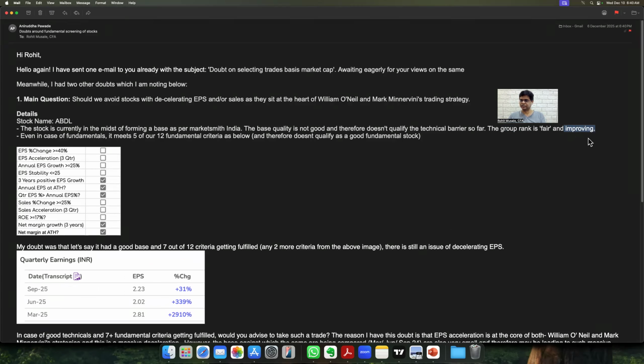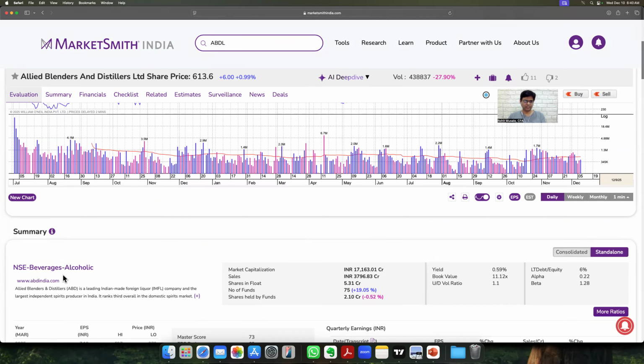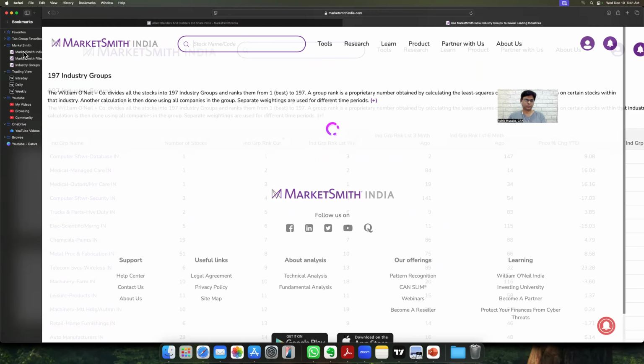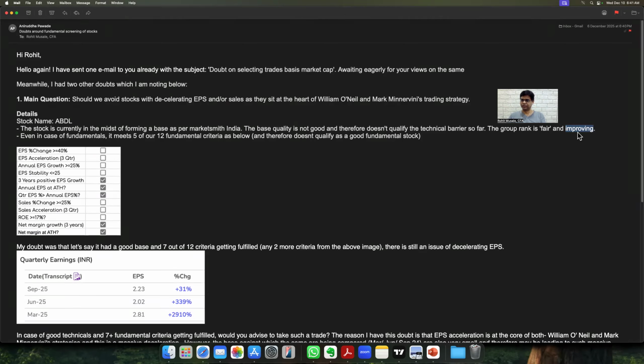So he's saying that it is improving. That is why he's considering the stock. He has not rejected the stock based on the group rank. This is fantastic. Let's talk about, by the way, improving. For those of you who don't know how to look at improving, just go to the name of the industry group rank. This is beverages alcoholic. Open a new tab, go to industry groups, go to beverages alcoholic. You see, industry group rank is 47. 6 months ago, it was 51. So the rank has improved. That is why he has written improving.